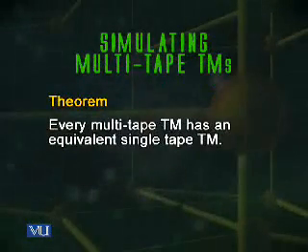This recipe of making this simulator works for any Turing machine M, any K-tape Turing machine M that you gave me. Therefore, I have shown that for every K-tape Turing machine, there is an equivalent single-tape Turing machine. Thus, we have proved our theorem: every multi-tape Turing machine has equivalent single-tape Turing machines.